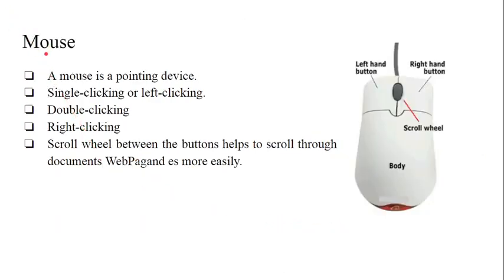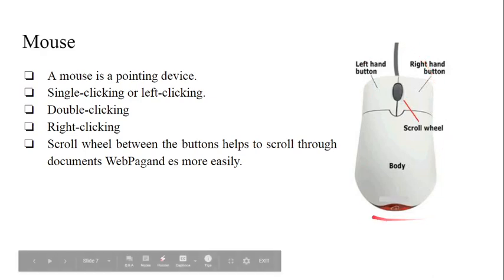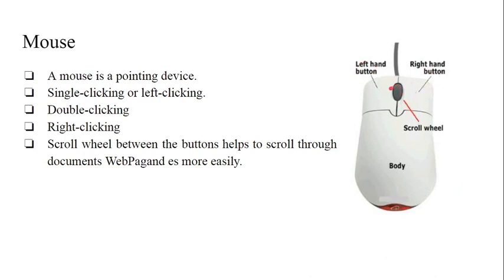Next type of input device is mouse. A mouse is a pointing device. This is an example of a mouse. It has three parts: a left hand button, a right hand button and a scroll wheel.